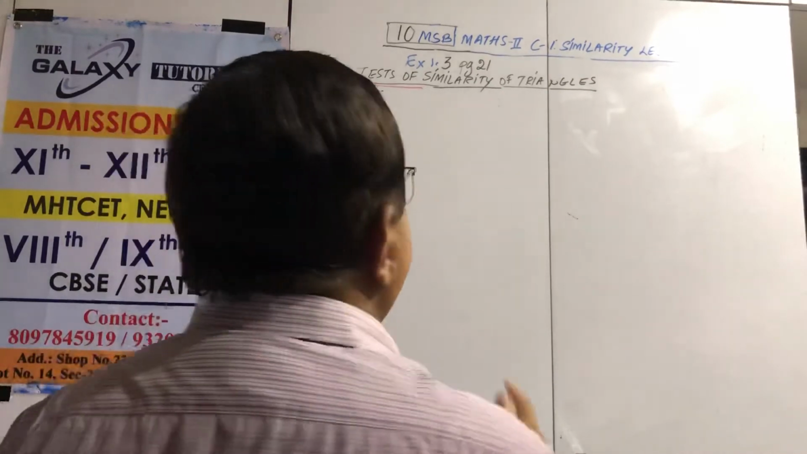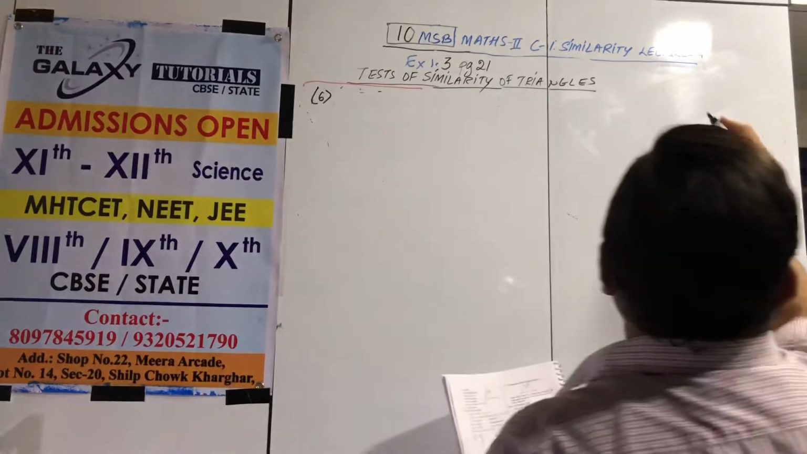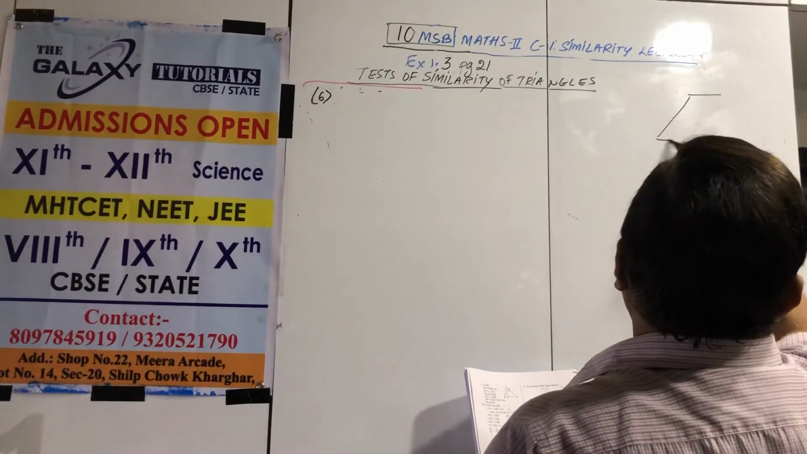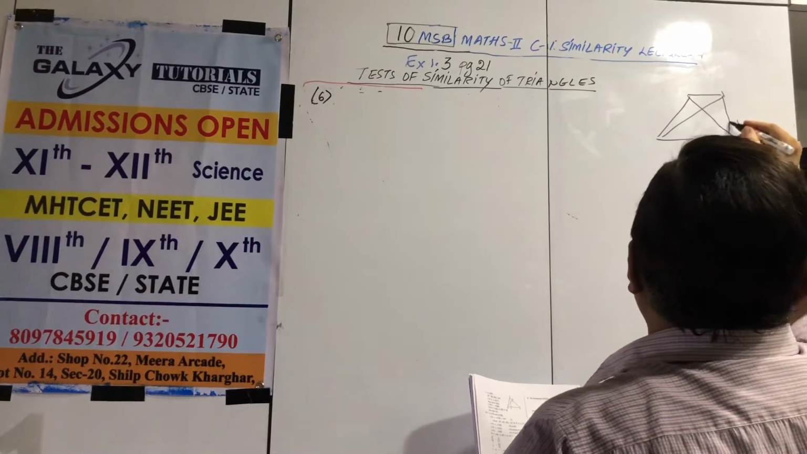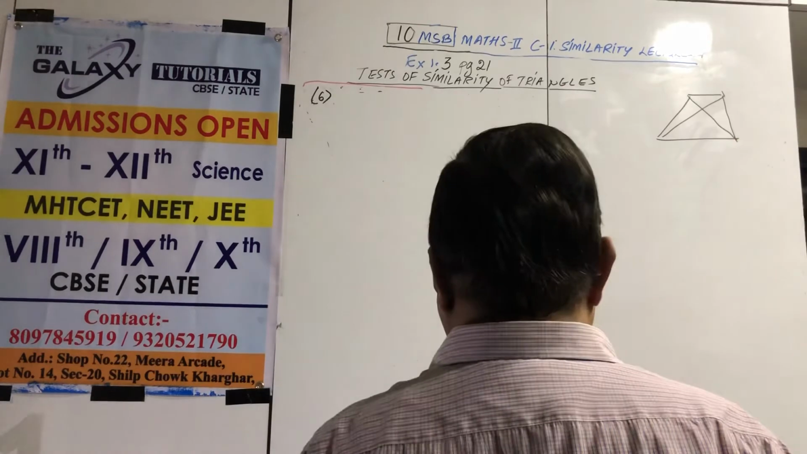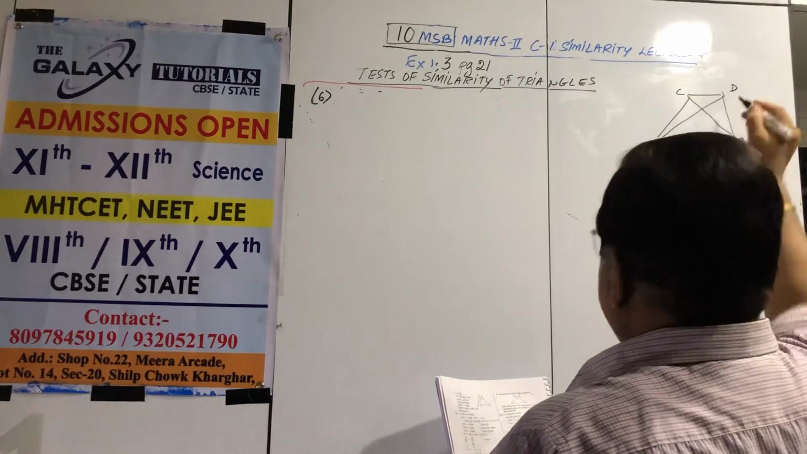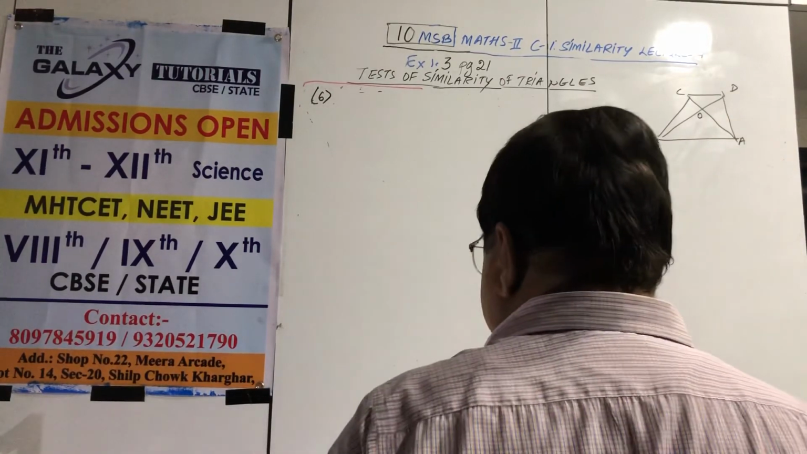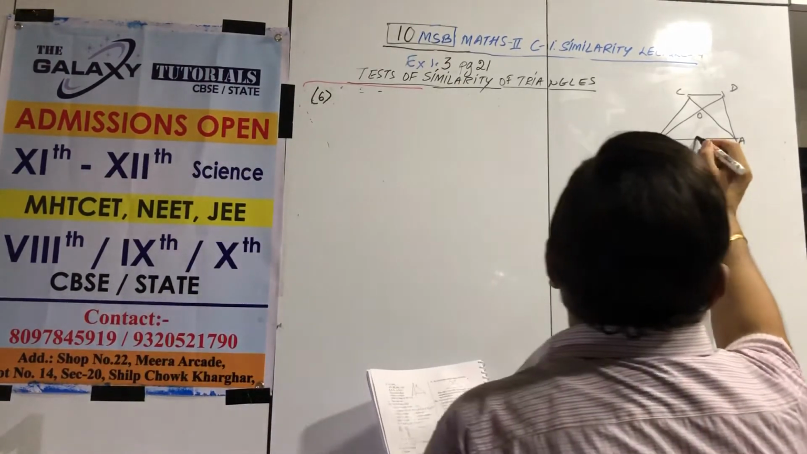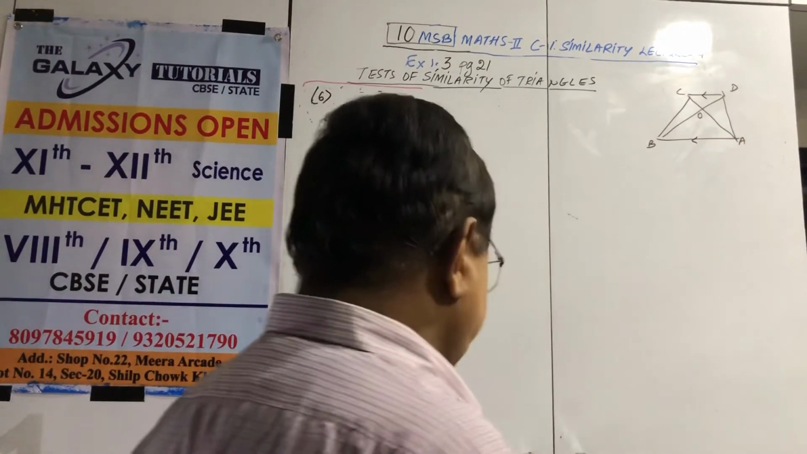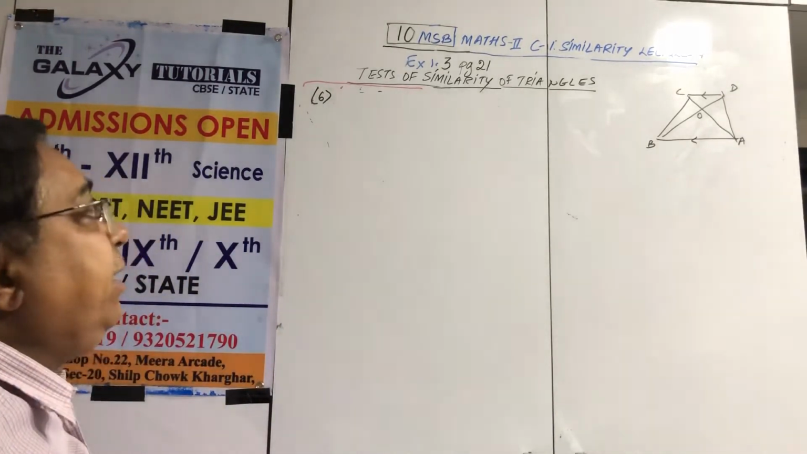In sum number 6 of our book, again we are with a trapezium. And we are having A, B, C, D and O. In trapezium ABCD, AB is parallel to DC. So AB is parallel to DC. And the diagonals AC and BD intersect at O.